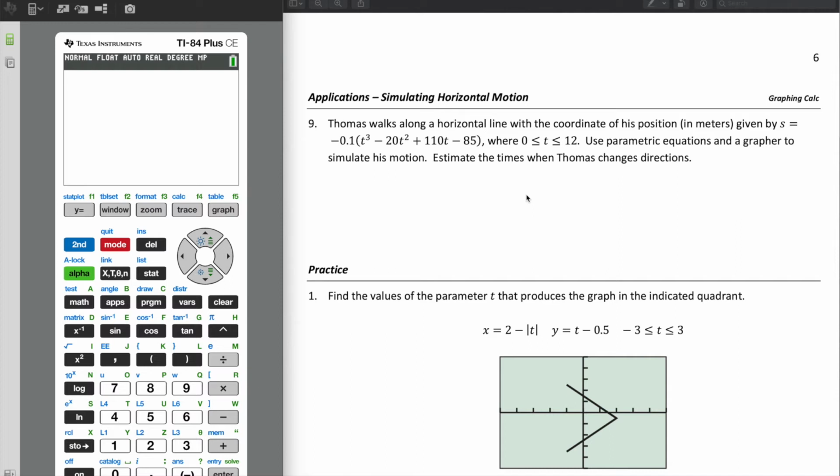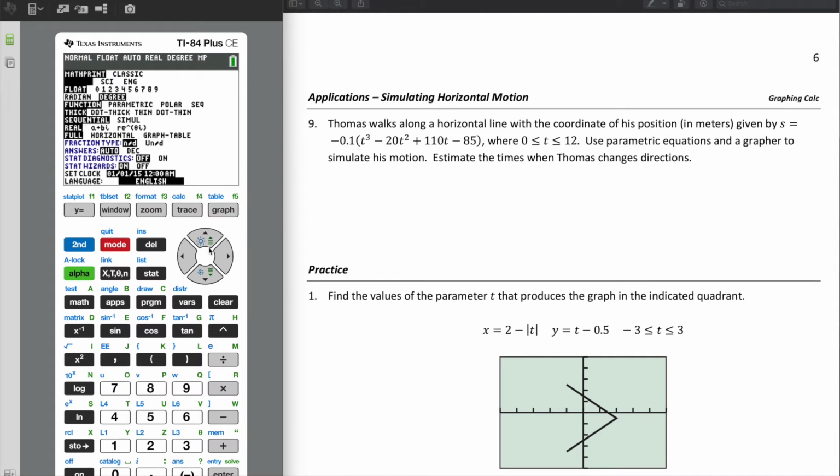And what we want to do is use parametric equations and a graphing calculator to help simulate what this motion actually looks like. So I have my graphing calculator open over here, and the first thing we're going to do is hit mode. And in mode, what we're going to do is switch ourselves to this parametric one. That's down here. So we're going to move off of function and into parametric. And this is going to allow us to do parametric equations in our calculator, which is really super useful.